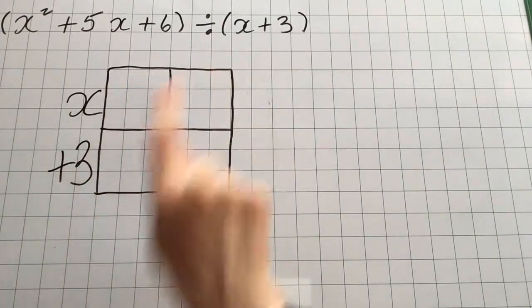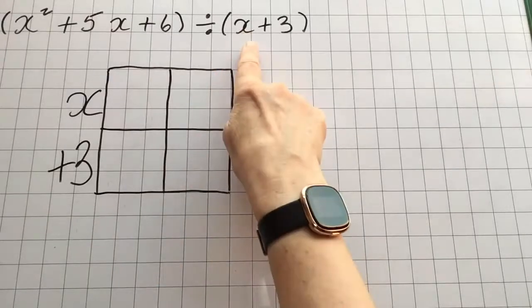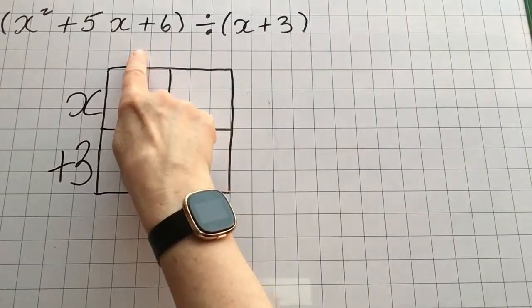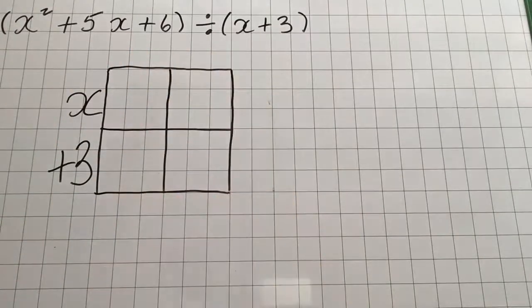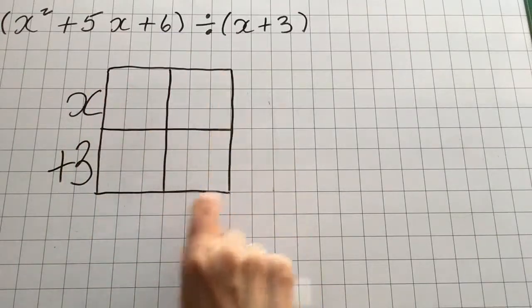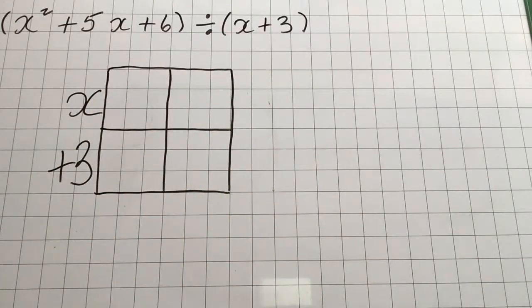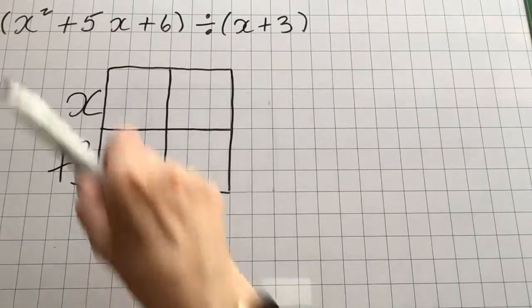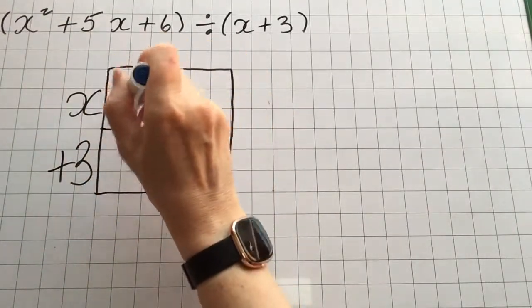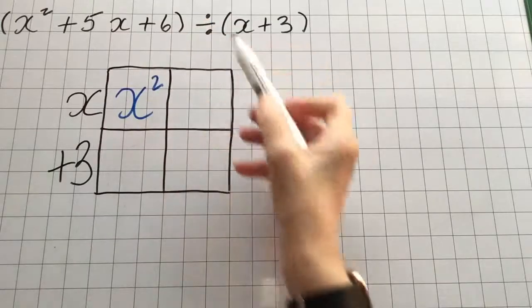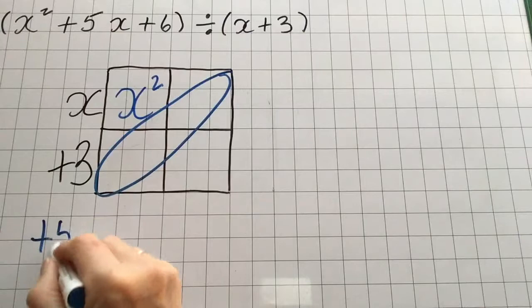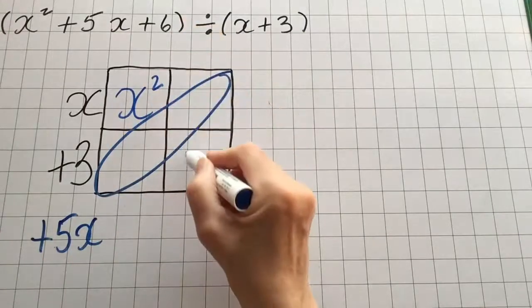I knew to put two boxes across because x into x squared goes x times. So I'm expecting a number of x's here and a number. So I have a 2 by 2 grid set up. Now my question is, what multiplies by x plus 3 in order to give me this expression? So I know that the answer is x squared. And when I add along this diagonal, I get plus 5x and plus 6.